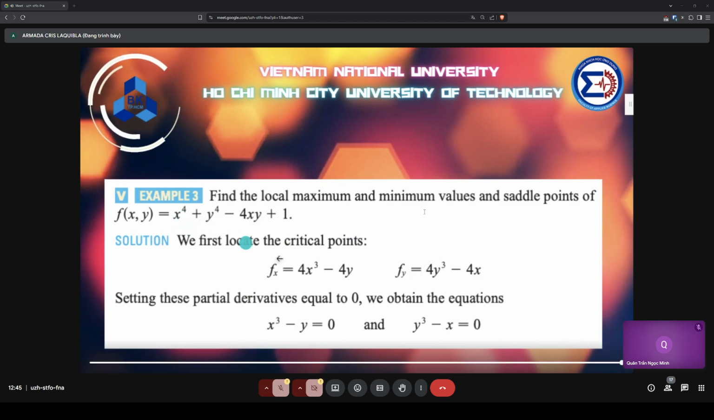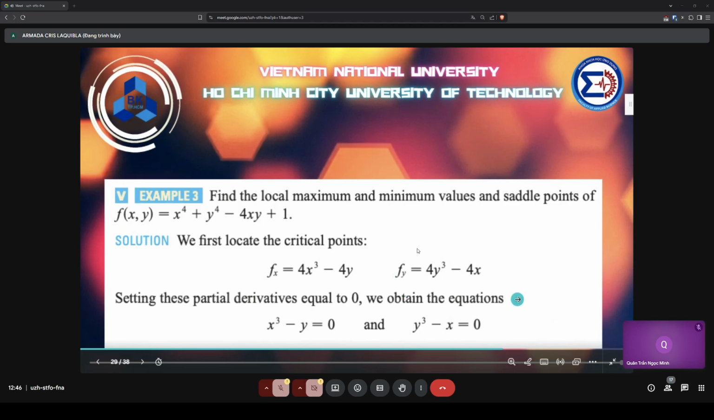We got 4y^3 from the y to the fourth, and the derivative of the x to the fourth with respect to y is 0. The term with y has a constant, negative 4x. The derivative of 1 is 0. So we have that. Now what to do, class?